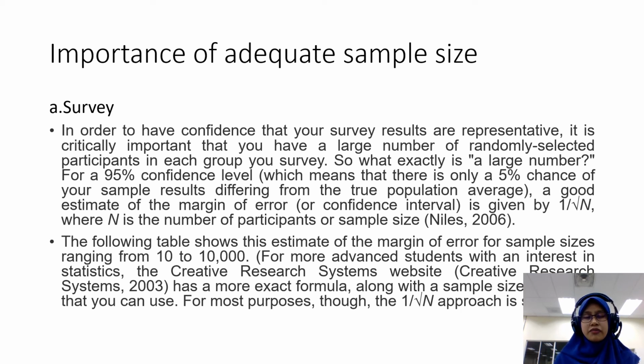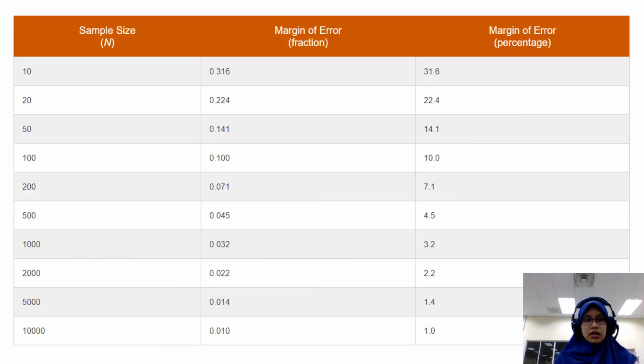For a 95% confidence level, which means that there is only a 5% chance of your sample results differing from the true population average, a good estimate of the margin of error, which is a confidence interval, is given by 1 over the square root of n, where n is the number of participants or sample size. Let's look at the following table. For a sample size of 10, you may have a margin of error of 0.316. For a sample size of 1000, you may have a margin of error of 0.032.